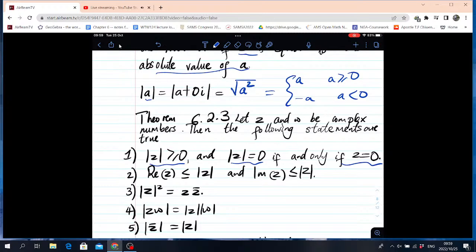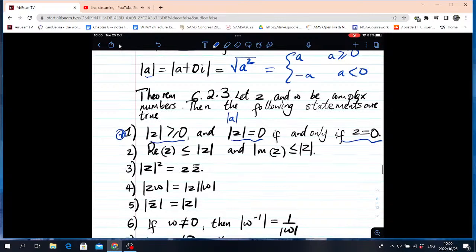This is sort of like the property of the absolute value of a real number. It's extended to complex numbers by this statement. One other thing to note is that the real part of z is always less than or equal to the modulus of z, and the same applies to the imaginary part. It's going to be less than or equal to the modulus of z.